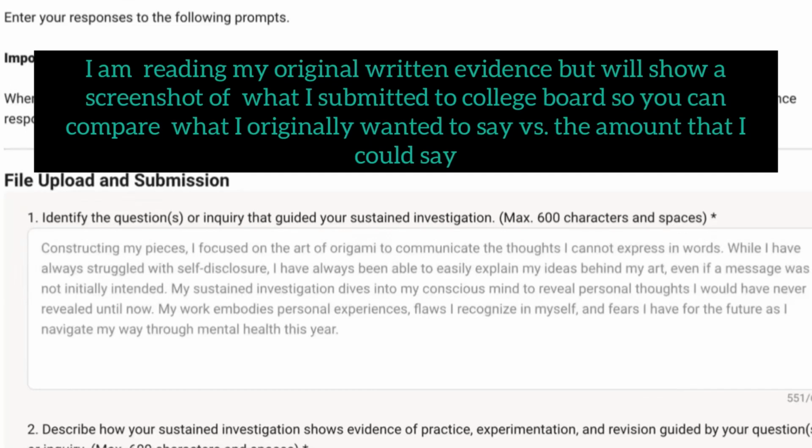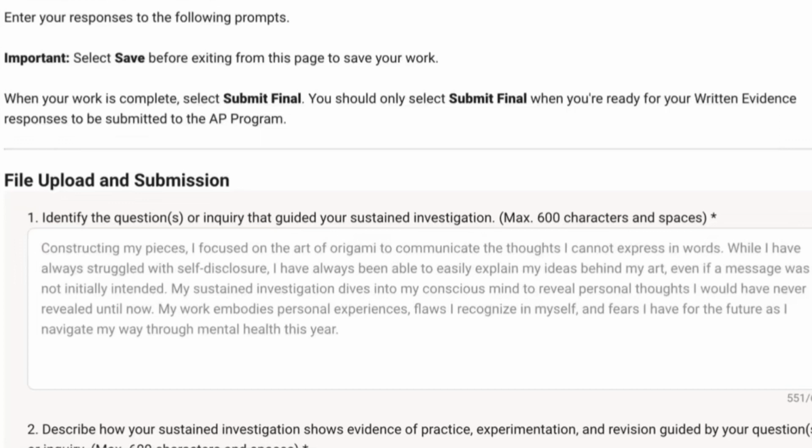Constructing my pieces, I focused on the art of origami to communicate the thoughts I cannot express in words. The rendering of simple objects has always intrigued me because of the visually appealing way they pop off the canvas. I portrayed the beauty and complexity of an otherwise ordinary piece by creating art and telling life experiences based on objects that are considered art forms themselves. While I've struggled with self-disclosure, I've always been able to easily explain my ideas behind my art, even if a message was not initially intended.